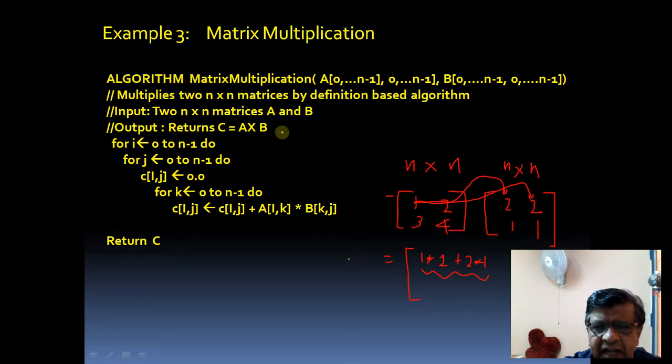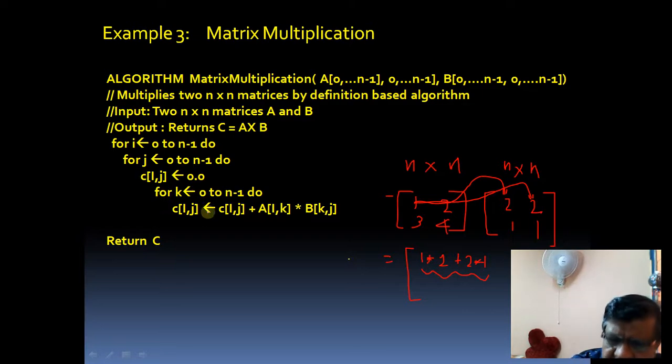Therefore this is the algorithm. Output returns C, A cross B. For i equal to 0 to n minus 1, do; for j equal to 0 to n minus 1, this is to generate columns, this is to generate rows, this is to generate elements. Every element is afresh, therefore it should have an accumulator before we enter the third loop, where multiplication and addition happen simultaneously. C of ij equal to 0, therefore for k equal to 0 to n minus 1, C of ij equals the earlier value of C of ij plus A of ik into B of kj. This is the multiplication formula.